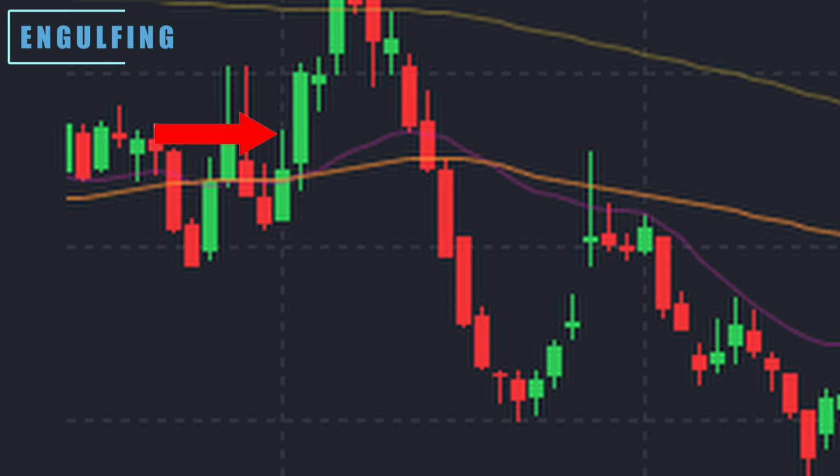Buyers didn't just show up. They overpowered the previous sellers completely. Whenever I see a bullish engulfing candle at a support zone, that's a go-to entry signal for me personally. Combine that with good volume and maybe a news catalyst, and it's a perfect setup. It's one of those patterns you don't need to second guess. It's very visible, very straightforward.